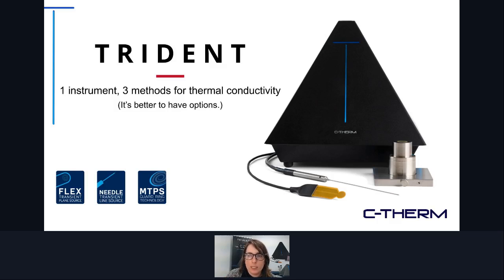And the reason why we offer 3 methods with our Trident thermal conductivity instrument is really that one of the things we've noticed in the industry is that people will tend to use the tool that they've got, regardless of whether or not that tool is necessarily the best fit for the samples that they're working with. So, for example, if all you have is an MTPS sensor, you might be trying to shoehorn that sensor technique into situations where it's not the best option out there. So the idea behind Trident was to give the user more options to pick and choose from so that they can pick the technique that really is the best fit for the scenario.